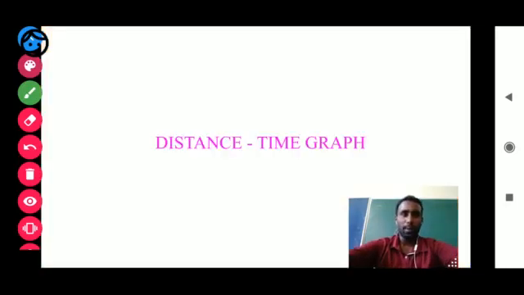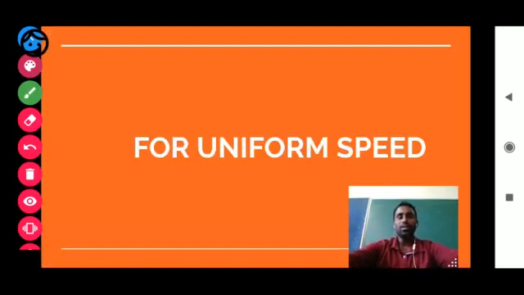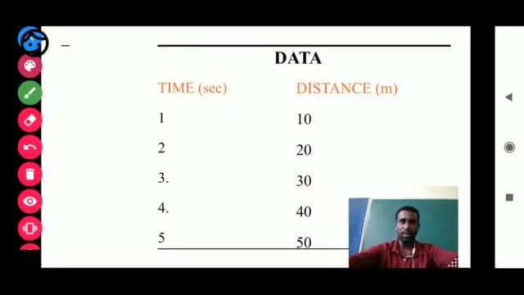The first one here is the distance-time graph. What is meant by distance, that you know? And time is a regular interval. What does the distance-time graph show? First, for uniform speed. I think you know how the graph varies for uniform speed.